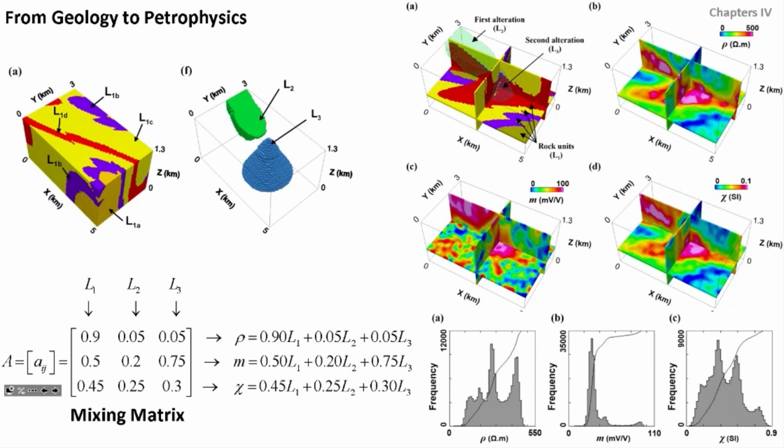This equation means that, for example, the background geology L1 comprises 90% of electrical resistivities, and the rest of the resistivities come from the 2 alteration events. For example, 5% from L2 and 5% from L3. By 90% right here, 90% of resistivity comes from L1, 5% from L2, and 5% from L3. The same for all other resistivities. So this mixing matrix helps us to convert geology to petrophysics.